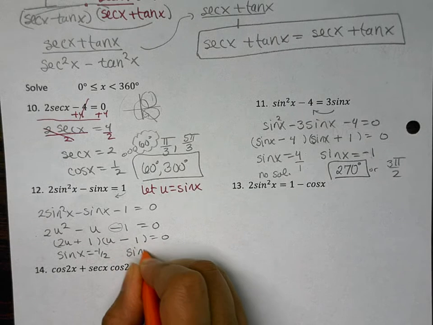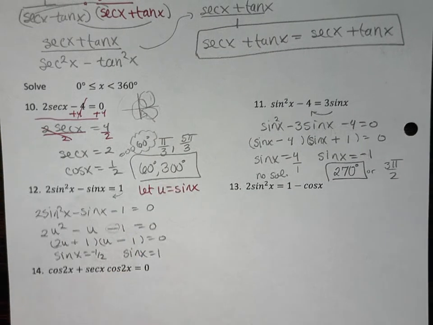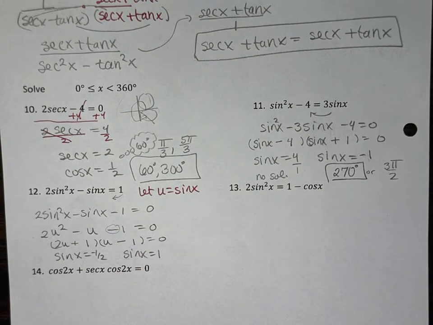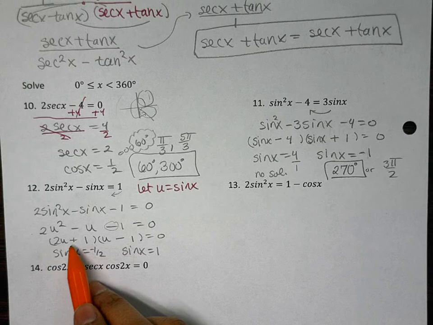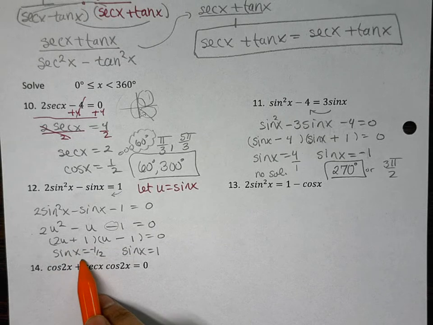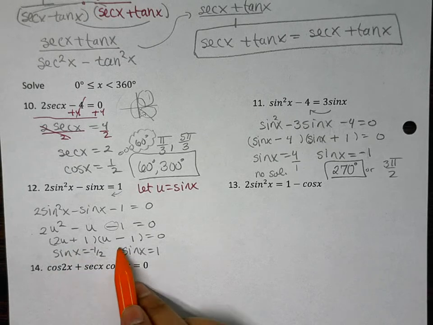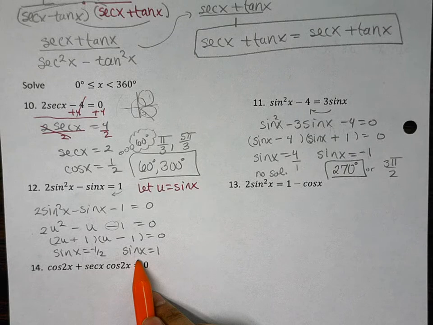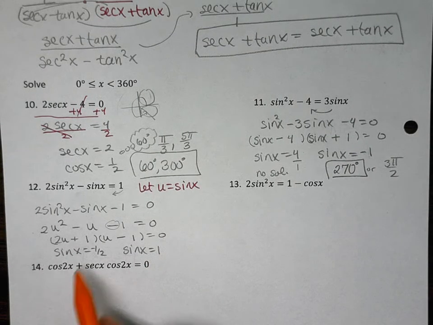Sine equals -1/2. And sine equals what? 1. Okay. Do you guys see how that worked? I plugged it in, I solved for u with the zero product property, got u by itself. I ran out of room, so I put u equals -1/2 as sine x equals -1/2. U equals +1 as sine of x equals 1.